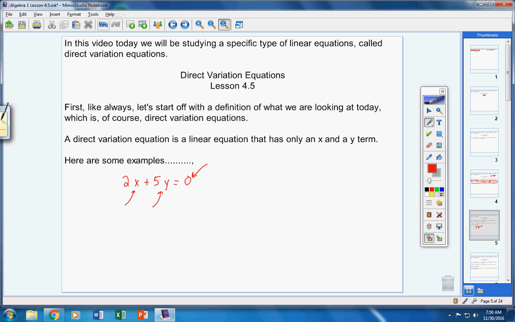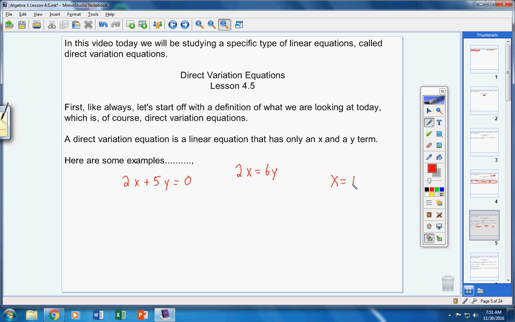Do you remember how to tell if it's a linear equation? I've taught you this. If the powers of your variables are ones, what's the exponent of x? 1. What's the exponent of y? 1. So this is a linear equation, and we only have an x and a y term. Now, if this 0 became a 10, then it would not be a direct variation equation. Here's another direct variation equation. That's a linear equation that only has an x term and only has a y term.